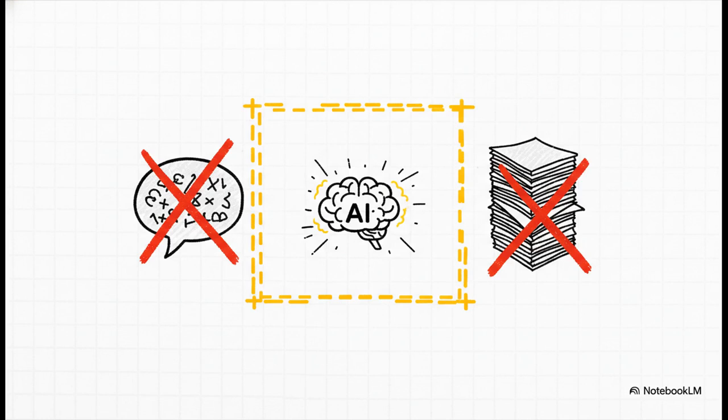Okay, next we've got constraints. Think of these as your rules of engagement. They set the boundaries and tell the AI what not to do. Things like avoid jargon, keep it under 500 words, or use a formal tone. Constraints are what prevent the AI from going off mission and make sure the output is actually fit for purpose.